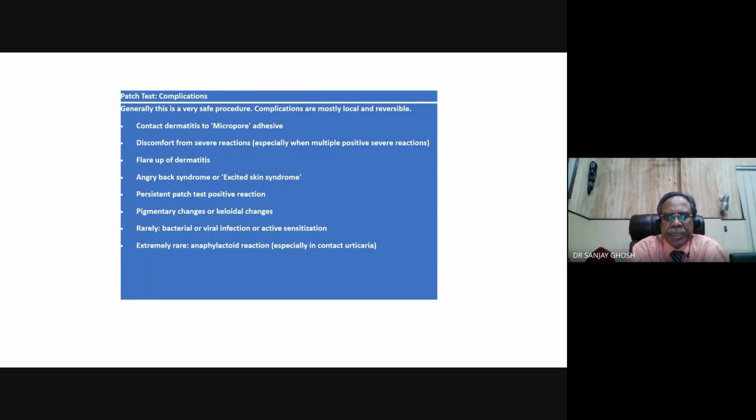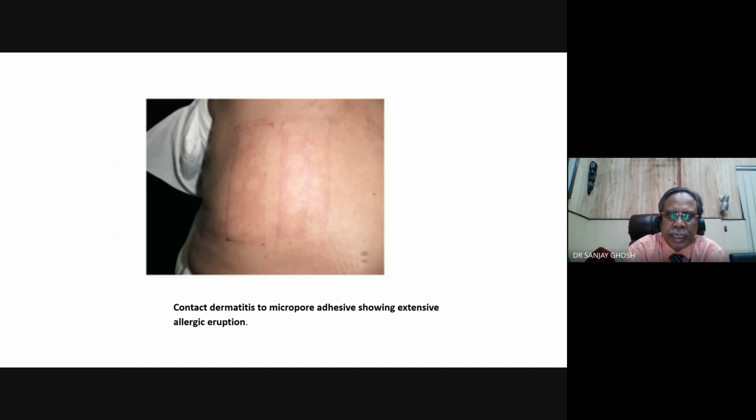Sometimes persistent patch test reaction, pigmentary change. Very rarely bacterial infection, I hardly got it. Extremely rare is anaphylaxis, but this I never got. So many patch tests I did in my life, and so many patch tests I have advised. Except for contact urticaria, you should be careful about big patch tests. That I'm telling.